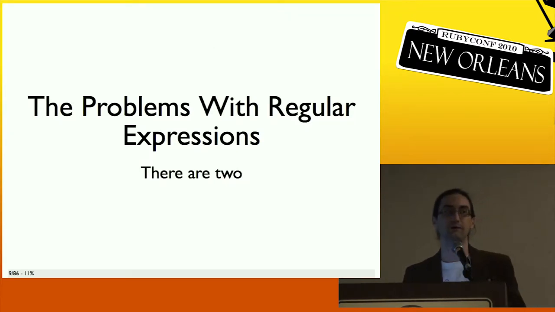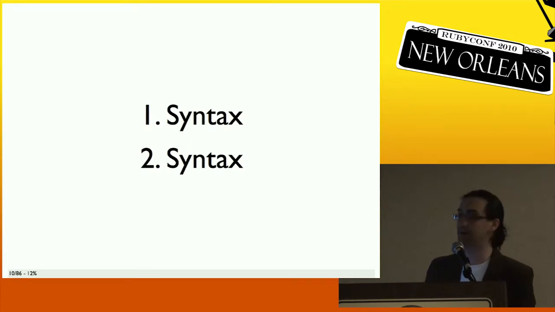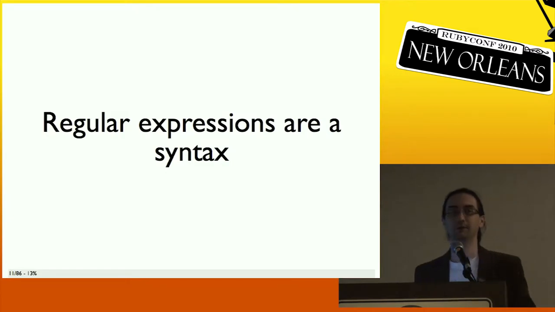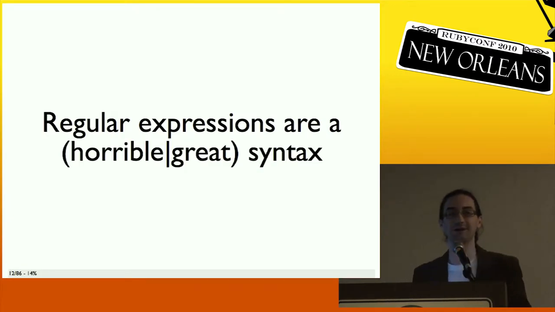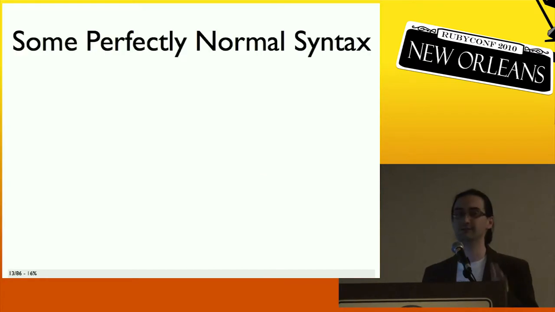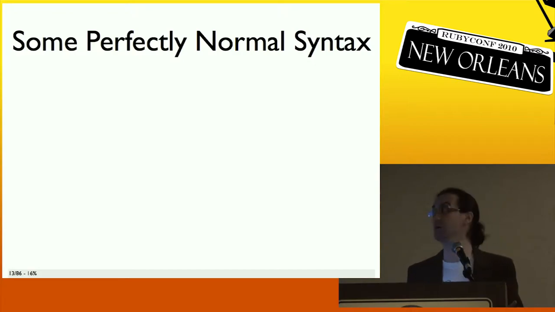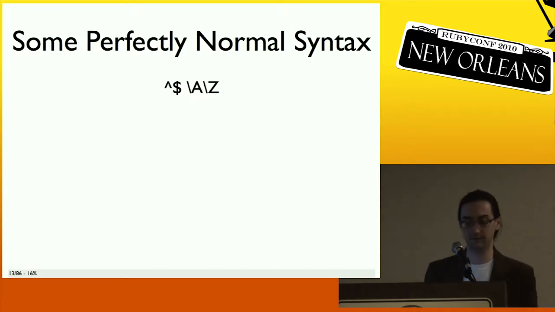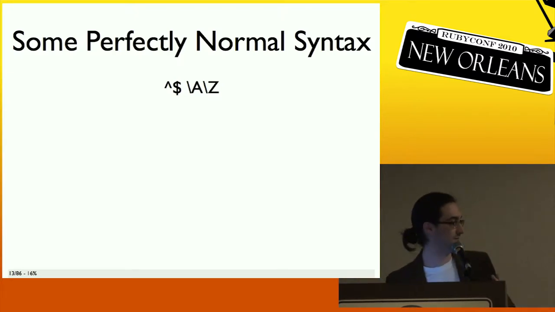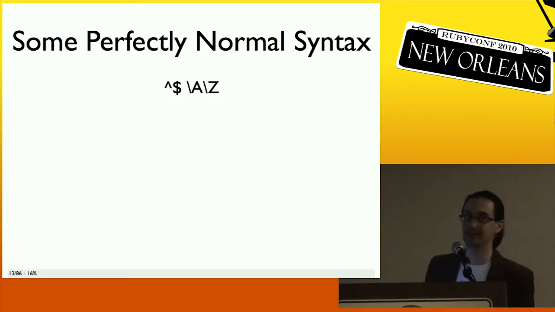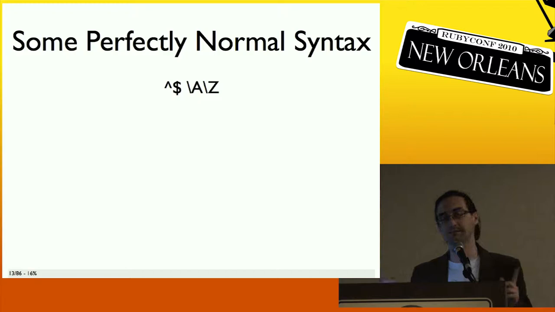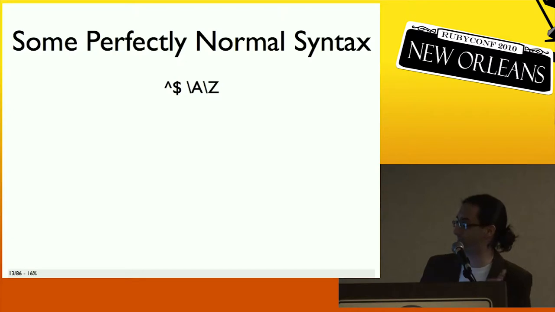So there are these two problems with regular expressions, two of them: syntax, okay, and syntax. They're a great syntax, but they're a syntax for specifying something. So here we have some perfectly normal syntax. Maybe some of you, or all of you, have used some of this before. We've got anchors for the beginning and end of a line, the beginning and end of a string. These behave differently. \A and \Z mark the beginning and end of a string, while the caret and the dollar sign mark the beginning and end of a line, including new lines. So we've got some nice ambiguity there.